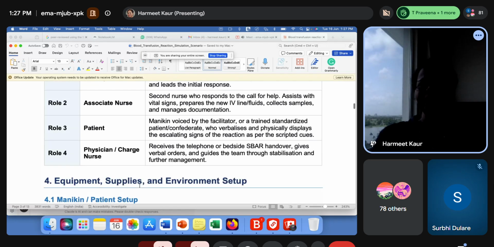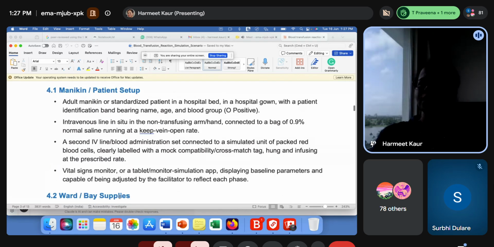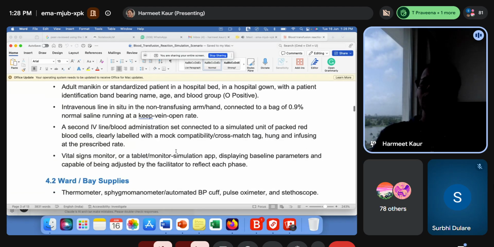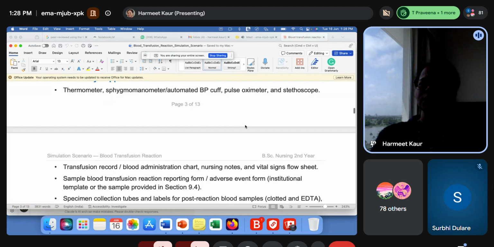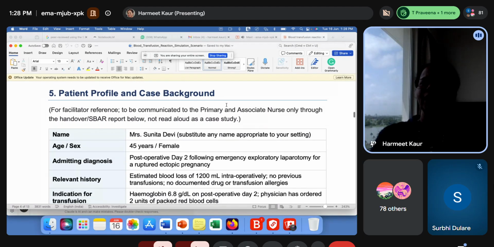Okay, then these equipments might be needed at that time, and mostly these equipments are available in our labs. Okay, a mannequin or standardized patient, your IV line, your second IV line connector, and the vital sign monitoring, or some tablet you can show it. Then another thermometer, sphygmomanometer, these things, mostly these are available in our lab. And then this is the patient profile and case background.